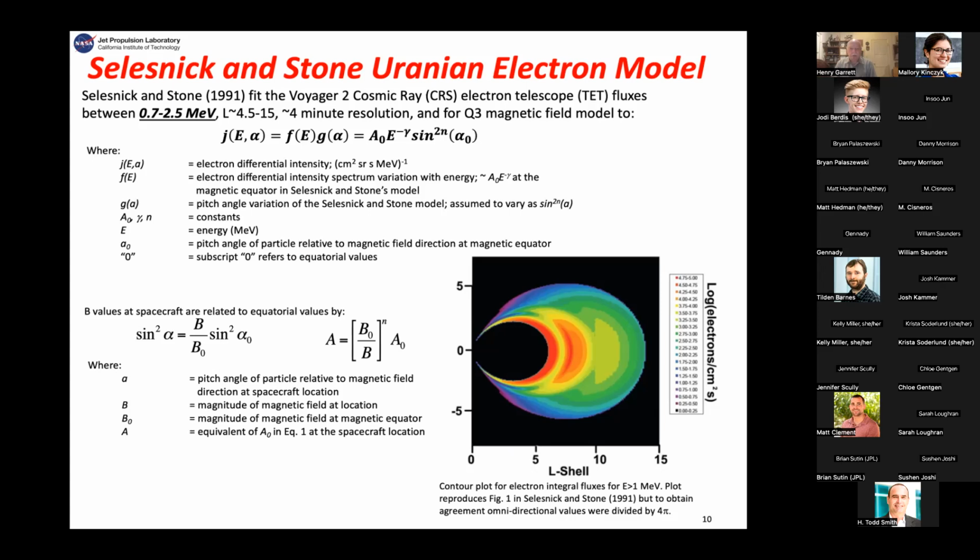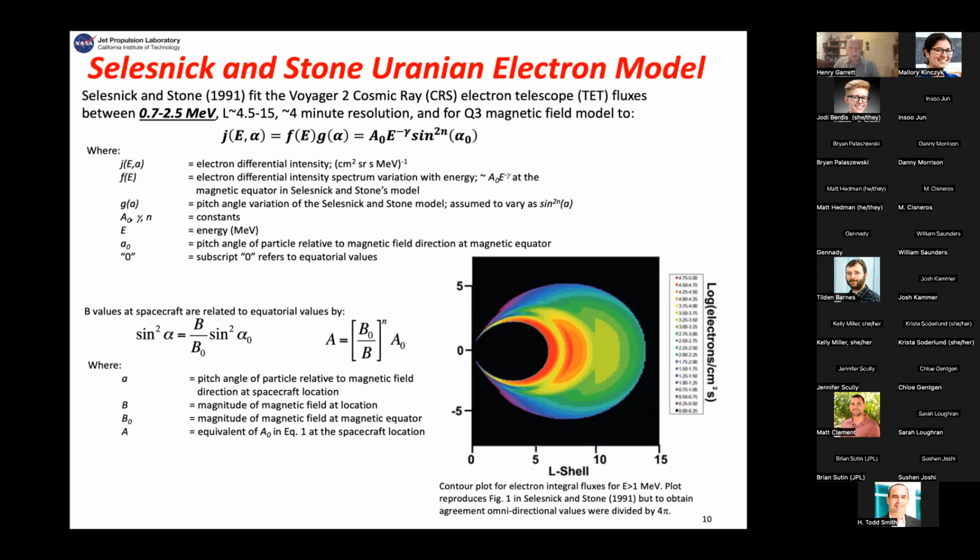As you can see here, this is the data from Selesnik and Stone in 1991, where they fit the Voyager 2 cosmic ray telescope, the TET, fluxes between 0.7 and 2.5 MeV. That turns out to be important because the electron fluxes from the APL detector were at lower energies, as you'll see in the next view graph. Unfortunately, because of the weirdness of the magnetosphere, we only record about 0.5 L. And of course, people are probably going to want to go in closer to that. But I'll show you how we might be able to at least make some guesses as to how far in we can propagate the model.